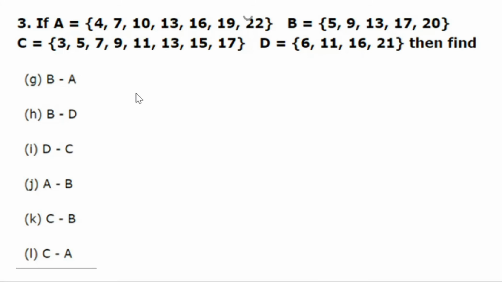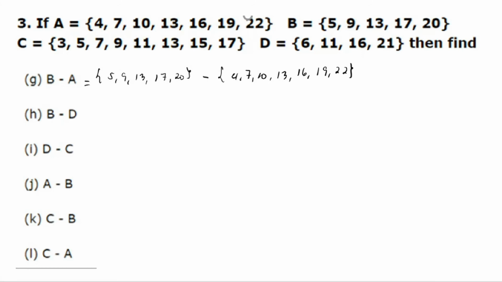Let's try to answer. We have B difference A. We have 5, 9, 13, 17, 20. Difference A, we have 4, 7, 10, 13, 16, 19, 22. Now let's try to cancel.